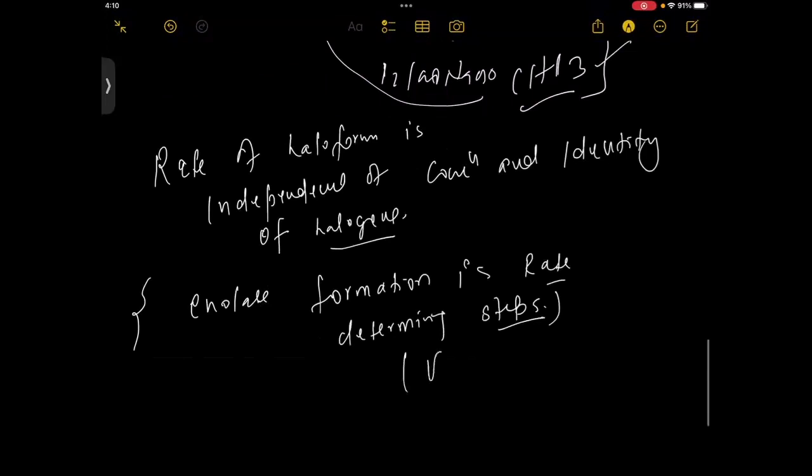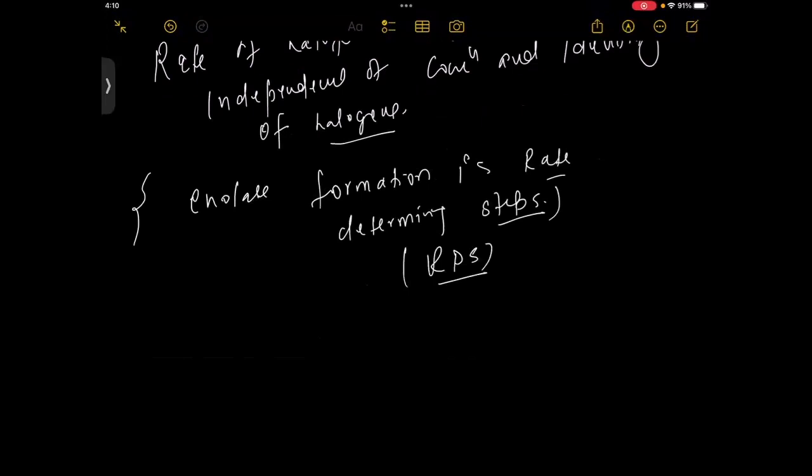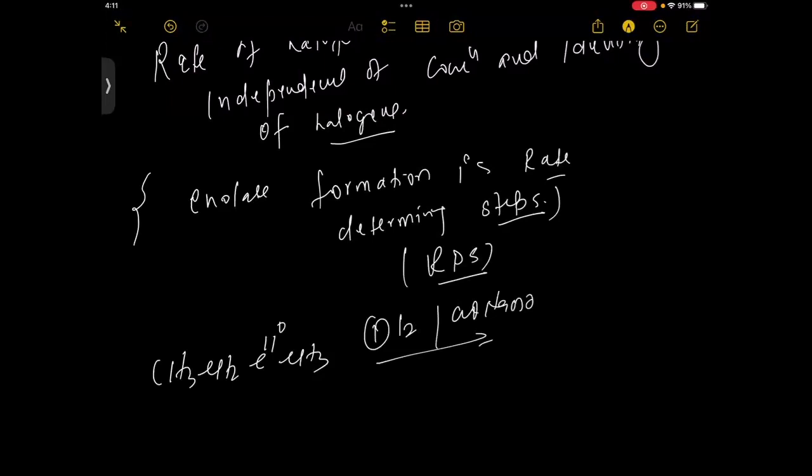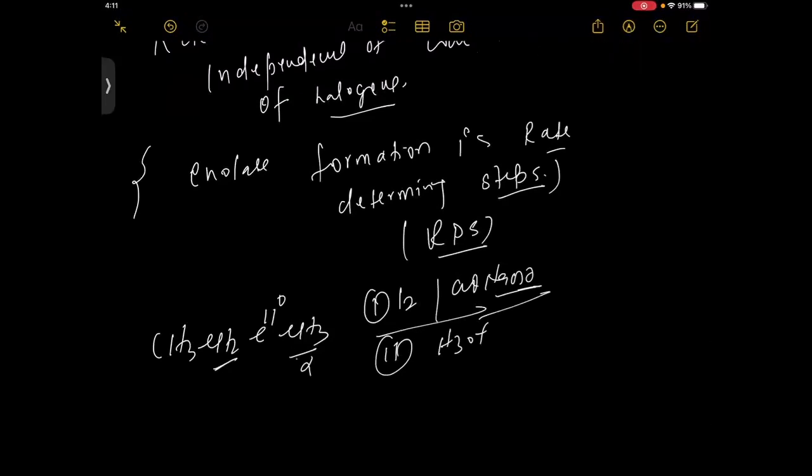Now my next question to you, students, what do you think? Here is CH3, CH2, C double bond O, CH3, okay? And we have taken first I2, aqueous NaOH, and second, we have taken H3O plus. So why does the base, the OH, attack on the methyl group, not the methylene? Can you tell me why the OH will attack on the methyl position, the alpha position, not the methylene position? Just think about it, why does it happen?